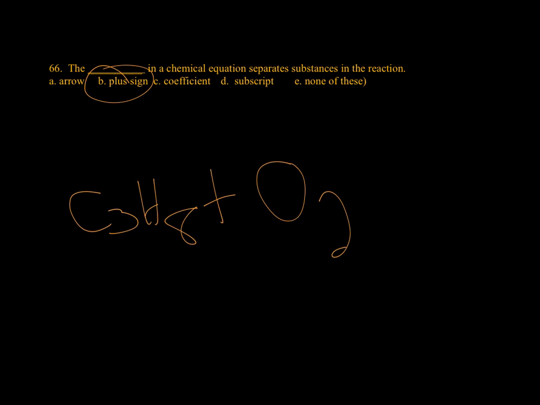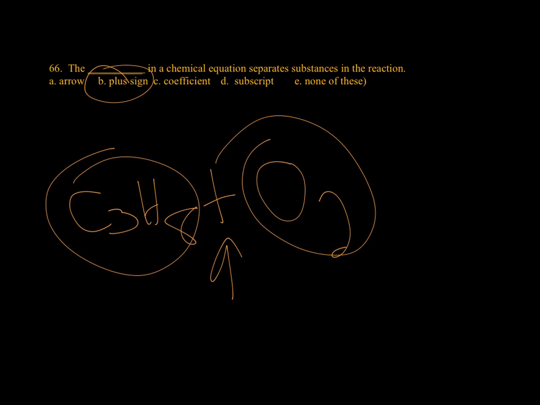And what separates the substances? Well, that would be the plus sign, right? Because if you've got propane plus oxygen, the plus sign tells you, okay, this is one compound and this is another molecule or element. So the plus sign separates each substance in the equation on either side, and then the arrow separates the before from the after.